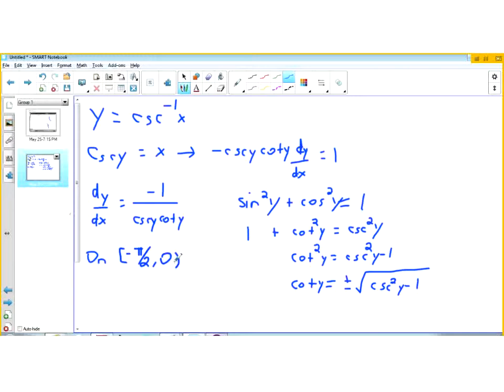So let's consider this interval for cosecant y and cotangent y. On this interval, cosecant y is less than 0, and we deduce that from the graph. Also on this interval, cotangent y is less than 0. Okay. So we have this piece of information.